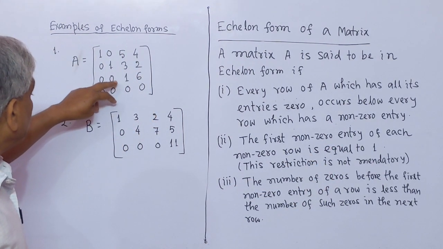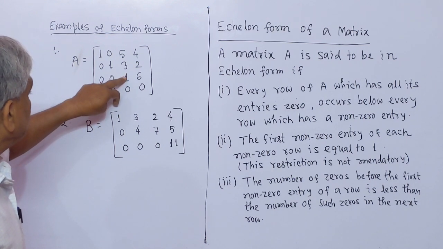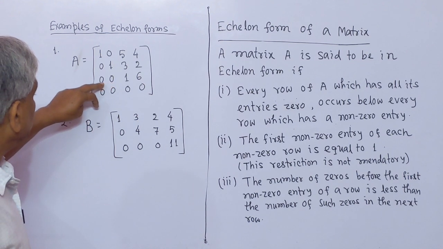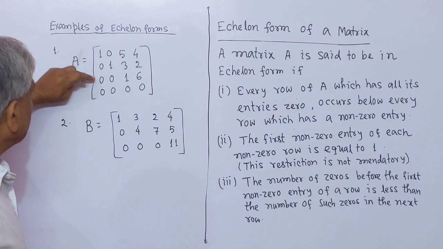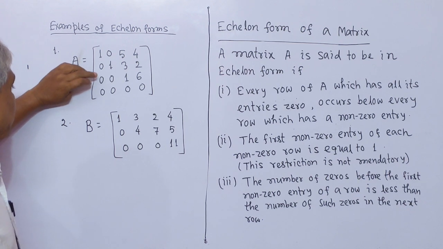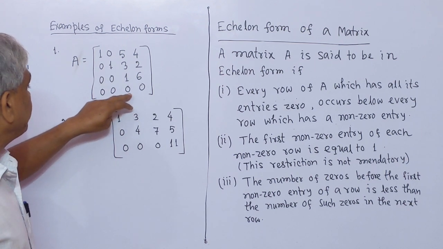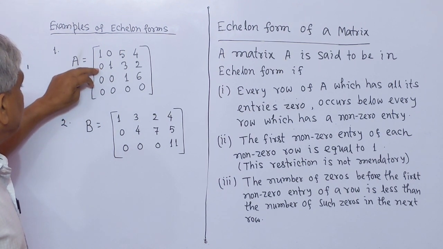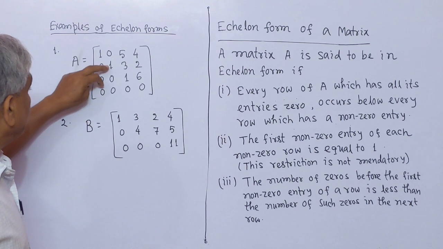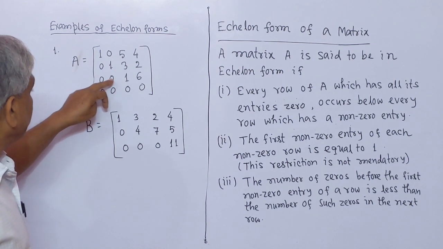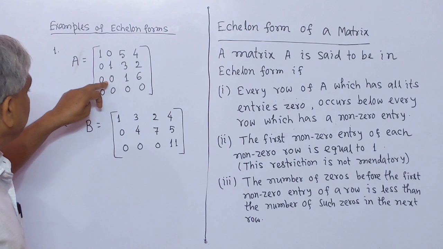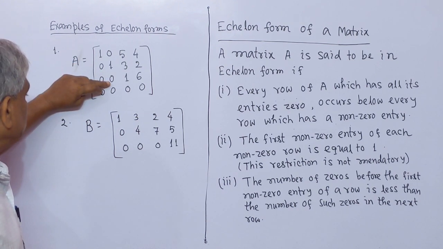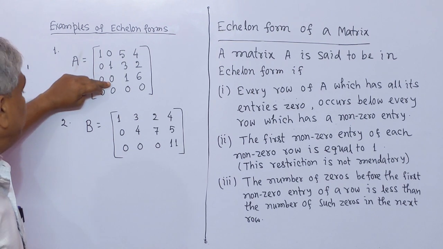Here we see that the number of zeros is 2 before the non-zero entry. Here the number of zeros is 4. So the number of zeros before the non-zero entry of the third row is less than that of the fourth row. Here in the second row, the number of zeros is 1 before the non-zero entry. In the third row, the number of zeros before the non-zero entry is 2. So the number of zeros here is less than the number of zeros of the third row before the non-zero entry.